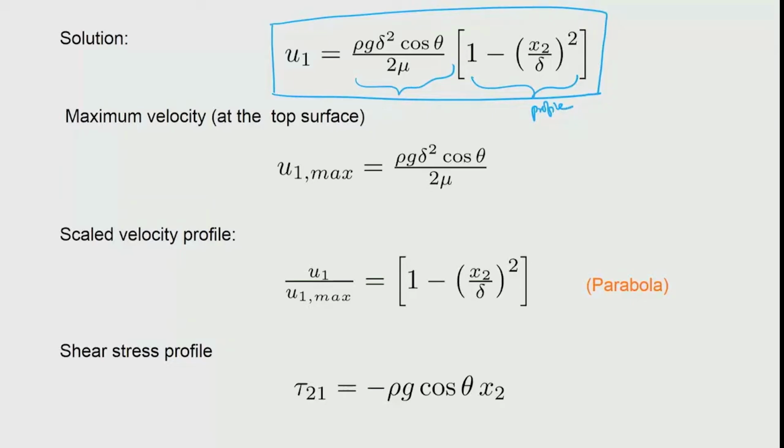Okay. And what would be the maximum velocity? Maximum velocity should be on the top surface, and you could see that when you set x2 equal to 0, you get the maximum velocity, and that is given here. Okay. And once the maximum velocity is given, we put it here, and therefore we can do the scaling, which means the velocity scaled with the maximum velocity, that is giving you the profile.